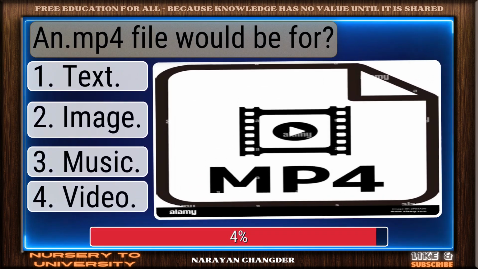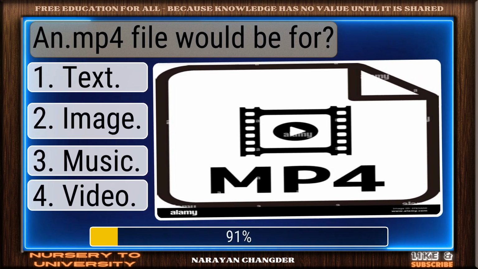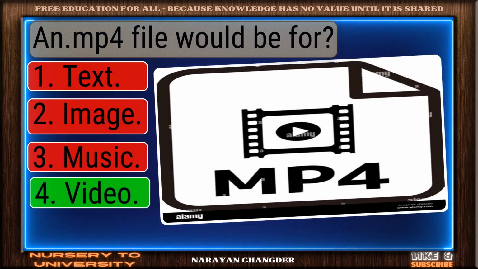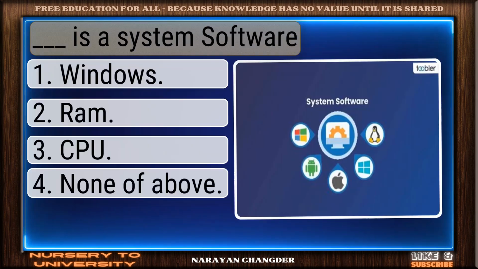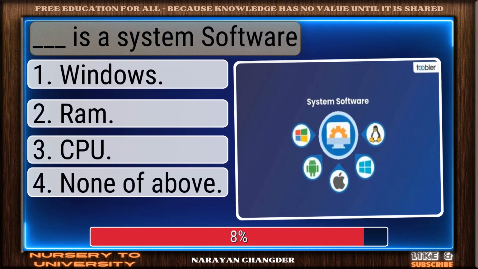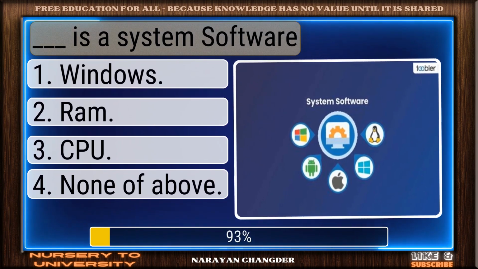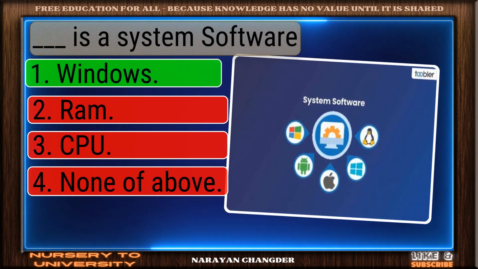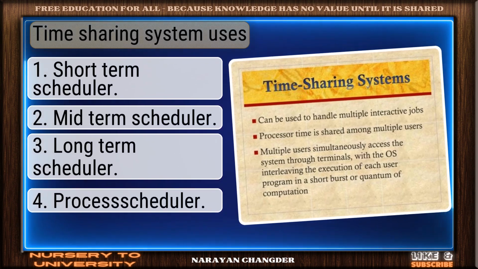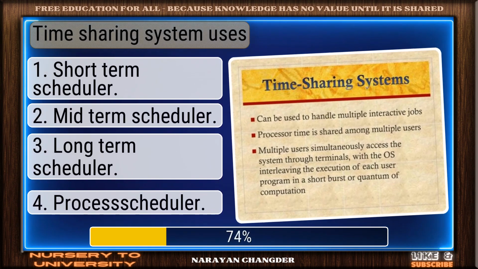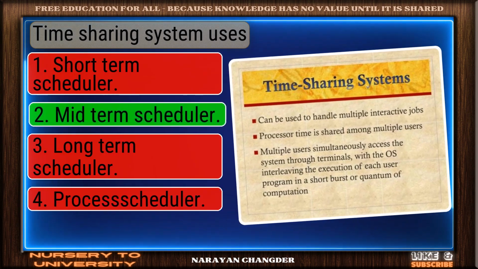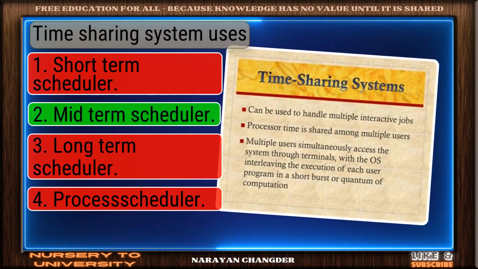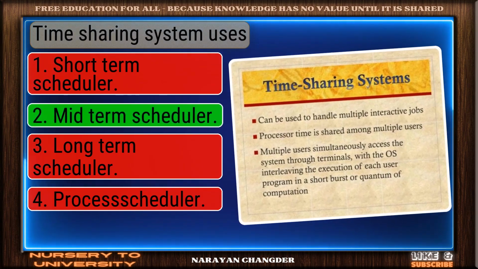An MP4 file would be for... Good thinking. Video is the right answer. Dash is a system software. Great thinking. Windows is the right choice. Time sharing system uses... Exactly. Midterm scheduler makes sense, and it is the right choice.